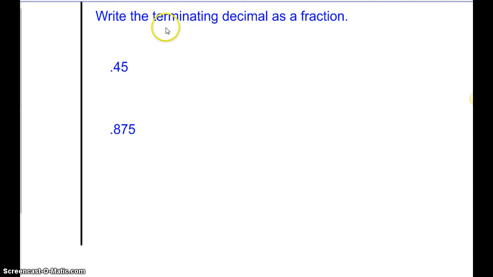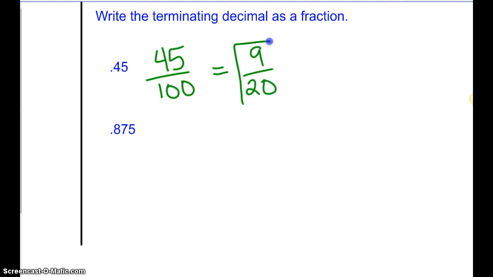So try these. Write these terminating decimals as a fraction. You try them and then come back. This one, as I look at it, I just say it out loud. That says 45 hundredths. So I go 45 hundredths. Can I simplify it? Yes. 5 goes in there 9 times. It goes into 100 20 times. Done.